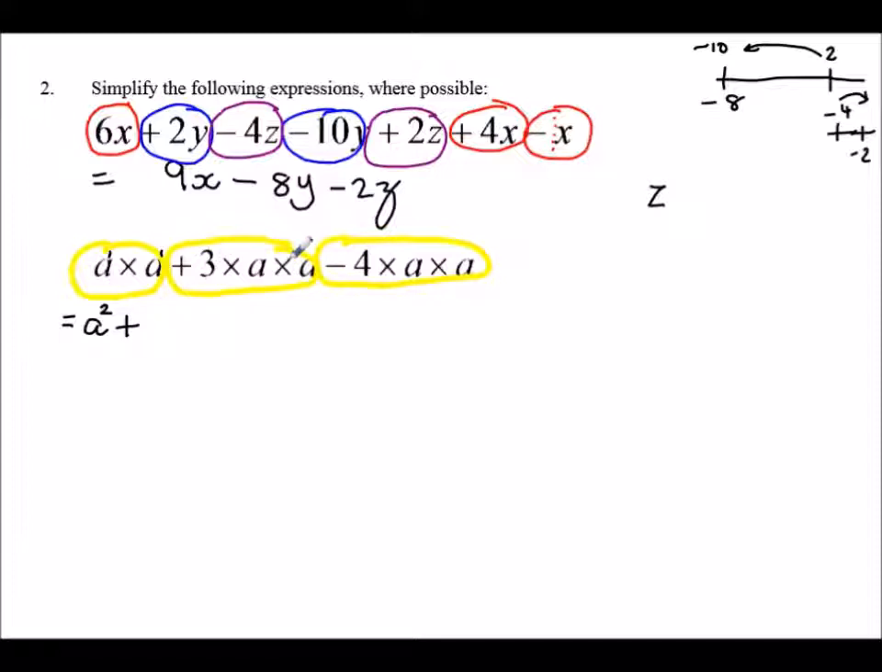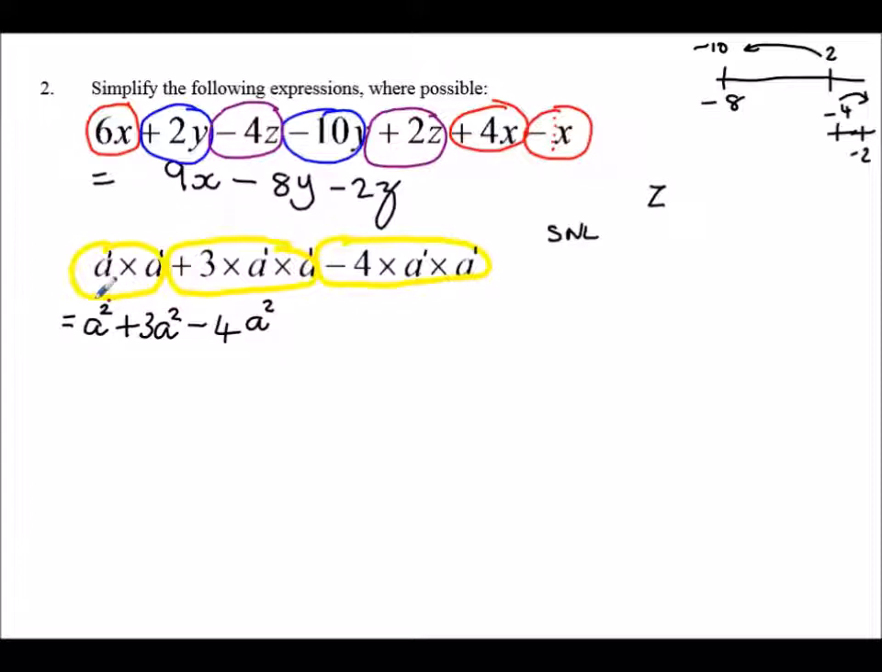Plus 3, so I'm going to remember to do signs, numbers, letters. So all of these are positive, so it's positive. I only have a 3. I write down my a. When I multiply powers with the same base, I add my exponents. 1 and 1 is 2. Again, signs, numbers, letters. This is negative. I only have a 4, so I write it down. A multiplied by a is a squared. I write down my base, and I'm going to add exponents.